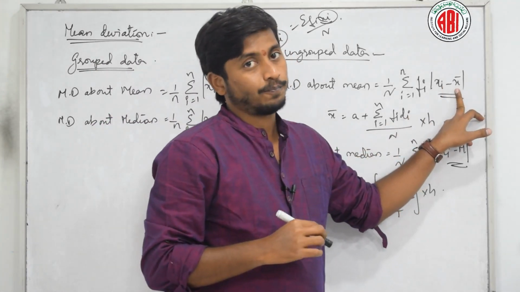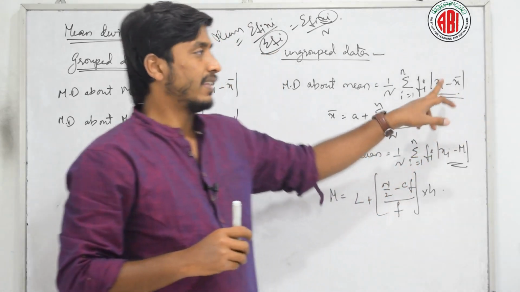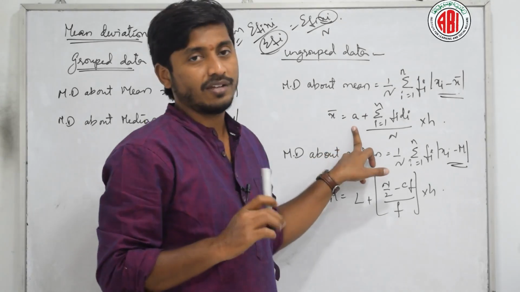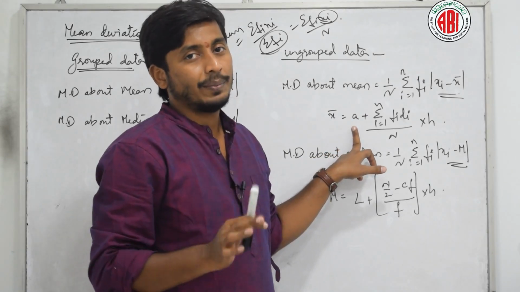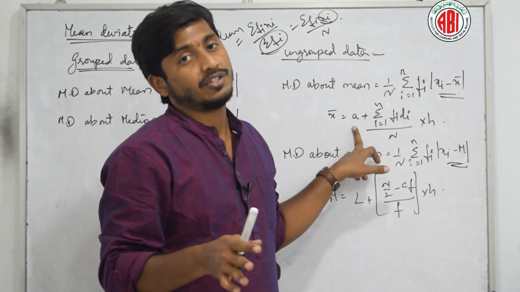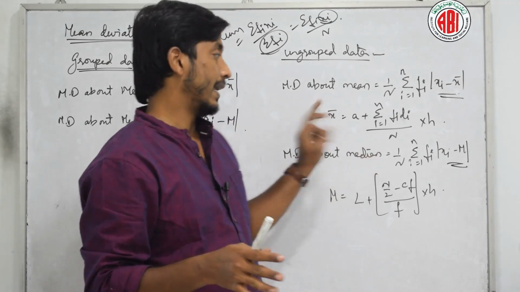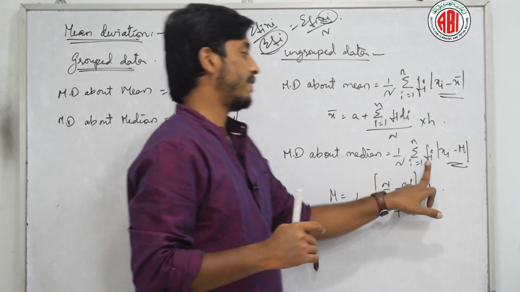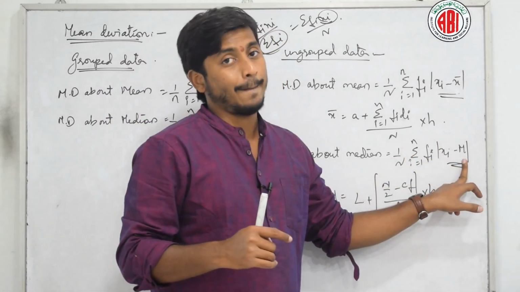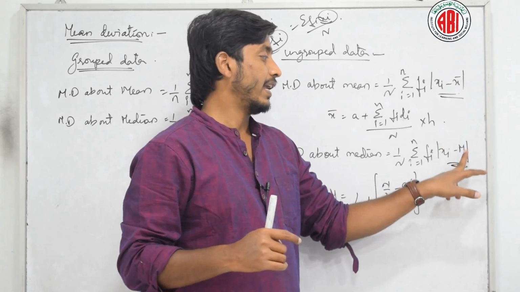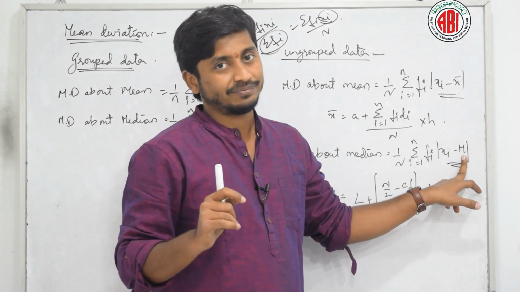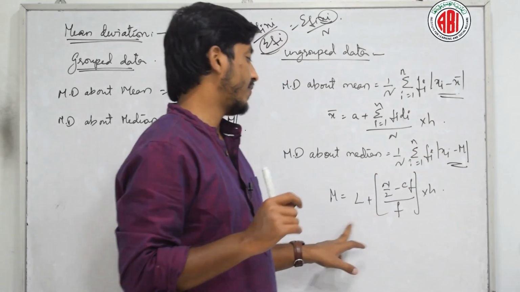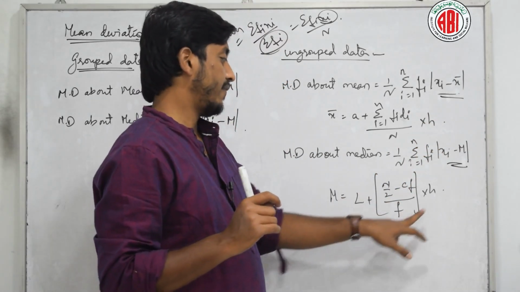What is this x bar again? This is nothing but our mean. How do you find this? By the step deviation method we can find the mean. You can use any method which you require. Okay, next. When it comes to mean deviation about the median, it is 1 by n, summation fi times xi minus m. Here it is mean and here it is median. Right? Fine. So how do you find the median? This is the formula: L plus n by 2 minus Cf, by f, into h.